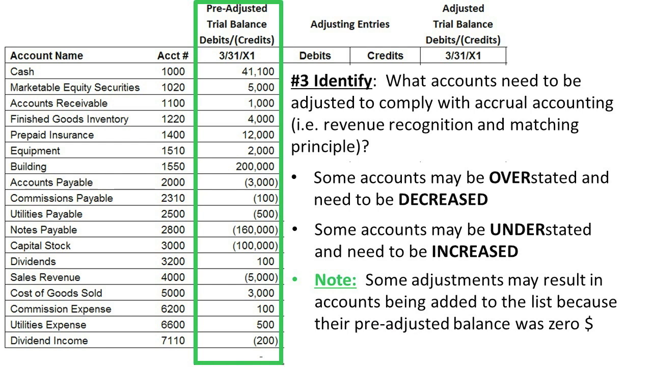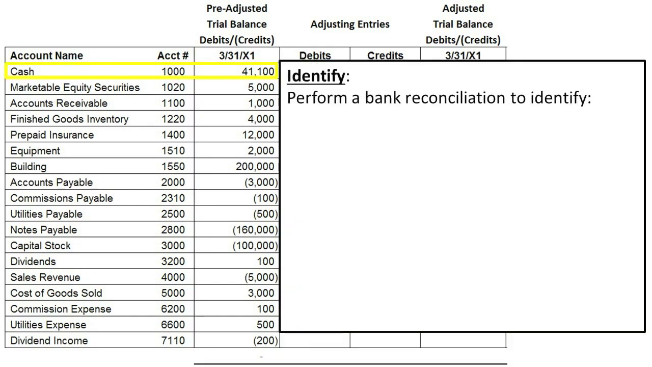What we're now going to do is go through each of these accounts one by one and talk about potential processes for coming up with the proper adjusting entries. Cash. Perform a bank reconciliation.